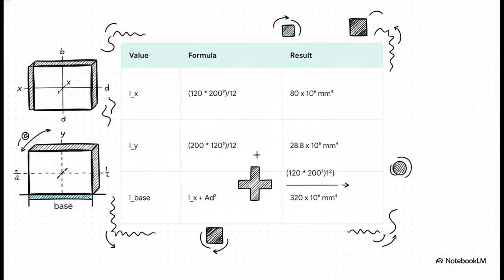And finally, for the base, we use the parallel axis theorem again. It's our Ix value plus the area, which we calculated as 24,000, times the distance from the centroid to the base squared. For this example, that distance is an assumed 100 millimeters. This gives us a final calculated value of 320 million millimeters to the fourth.